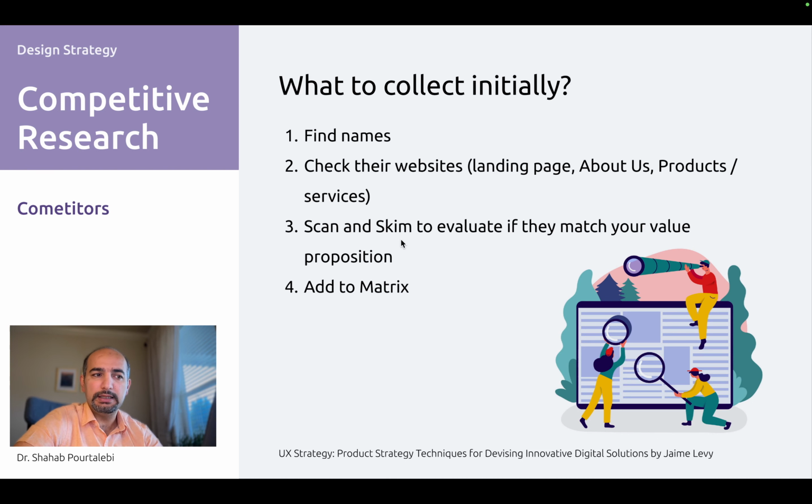So basically, if you go to their product page or about us page, you might be able to skim and see if you can find their value proposition, and if that's a match to yours. That's very important to figure out if they are your direct competitors or indirect competitors. And then you can add it to your matrix. We're going to talk about the matrix in our next video.